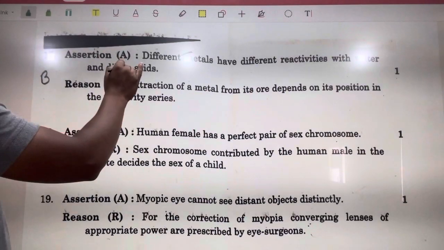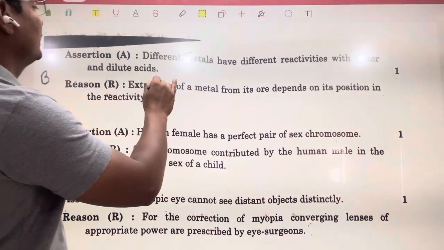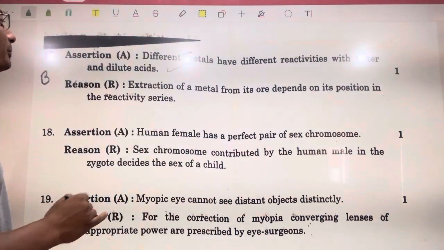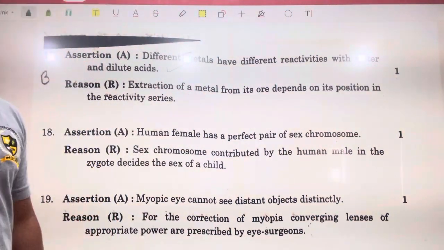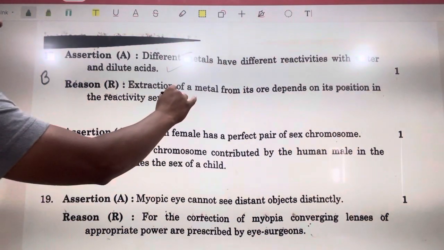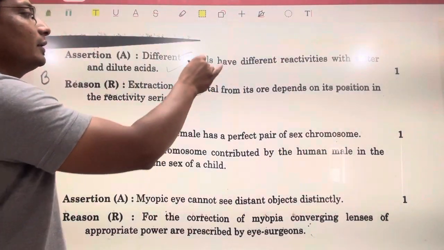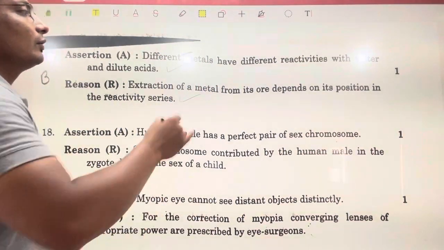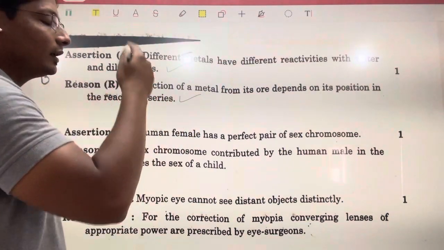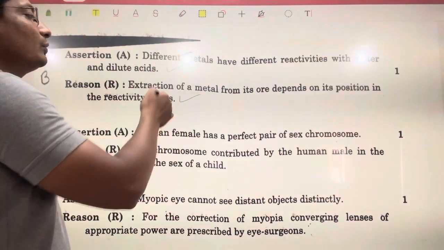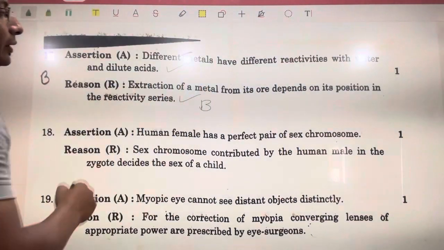The first, the 17th question, says that different metals have different reactivities with water and dilute acids, which is a correct statement. Then, extraction of a metal from its ore depends on its position in the reactivity series, which is also a correct statement. Both are correct, but you have to check whether this reason is necessary for the assertion to be true or not. The assertion is independently true in itself, so there is no need for this reason statement for it to be true. Therefore option B will be the correct option.